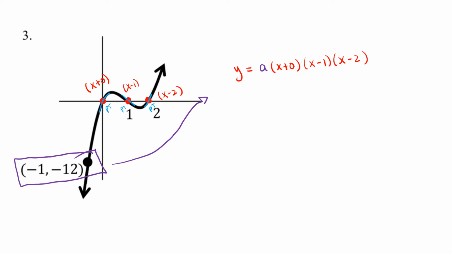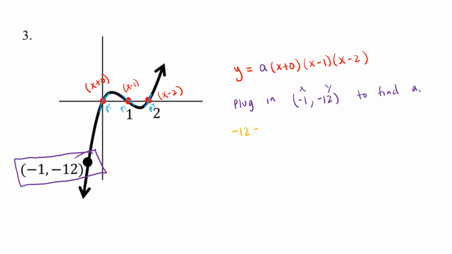So we're going to take negative 1, negative 12 and substitute it in. I'm going to say plug in negative 1, negative 12 for x and y to find a. So what that looks like is everywhere you see an x, you're going to put negative 1. Everywhere you see a y, you're going to put negative 12. So it should look like this.